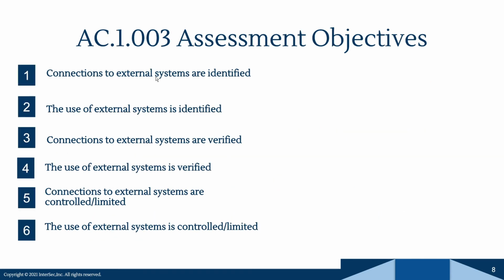For AC.1.003, the assessment objectives are: 1. Connections to external systems are identified. 2. The use of external systems is identified. 3. Connections to external systems are verified. 4. The use of external systems is verified. 5. Connections to external systems are controlled or limited. And 6. The use of external systems is controlled or limited.